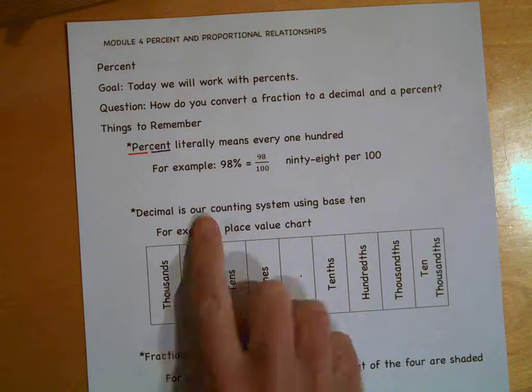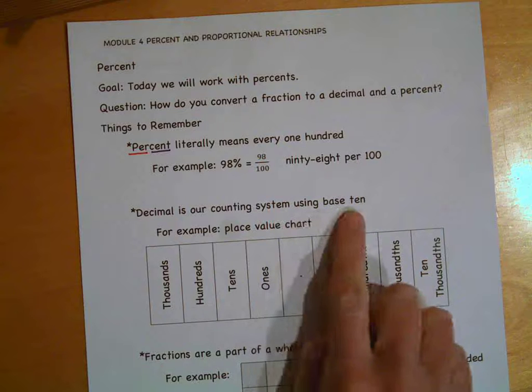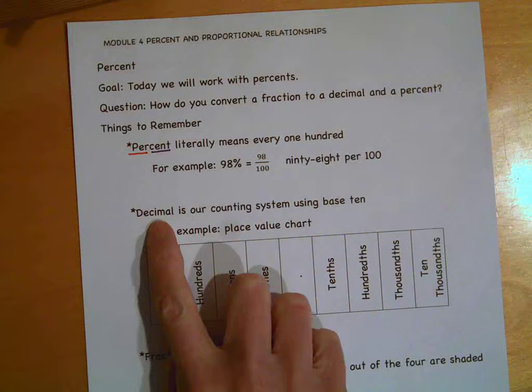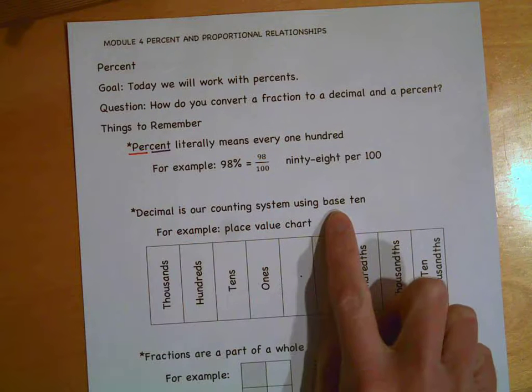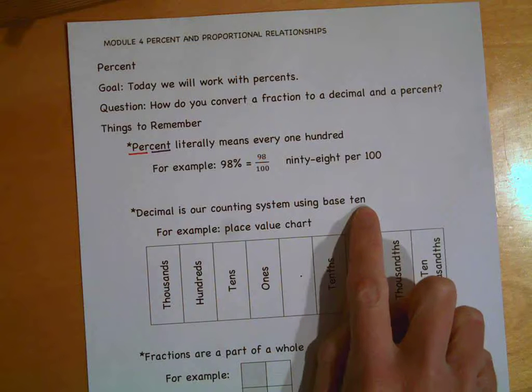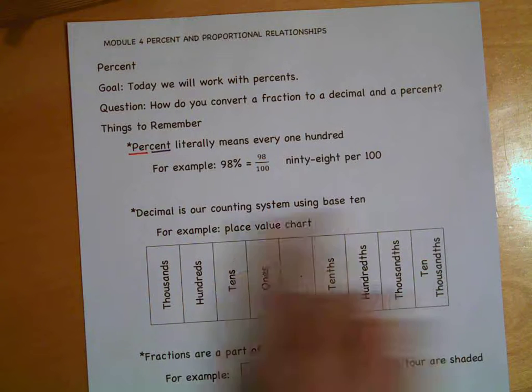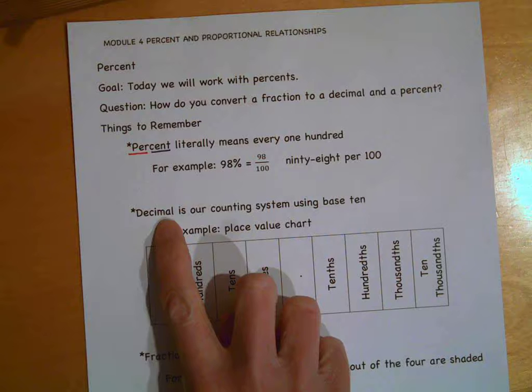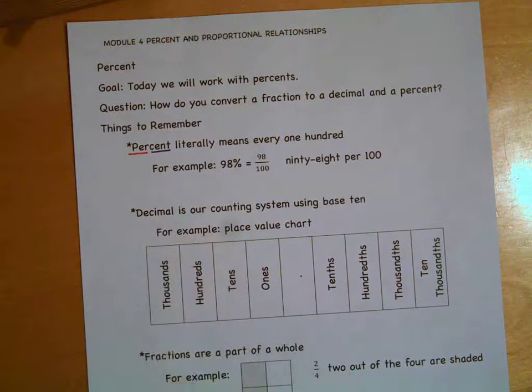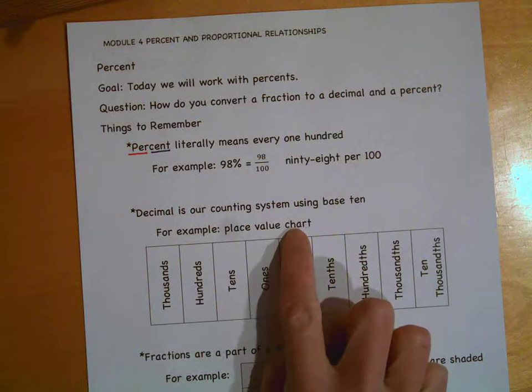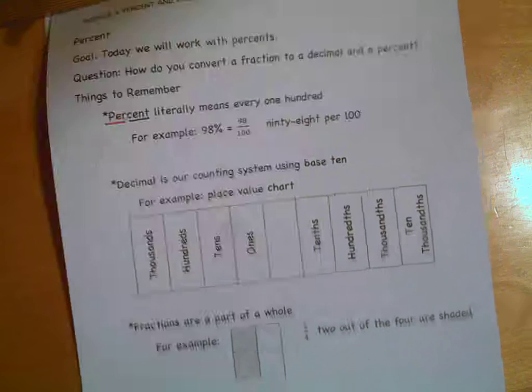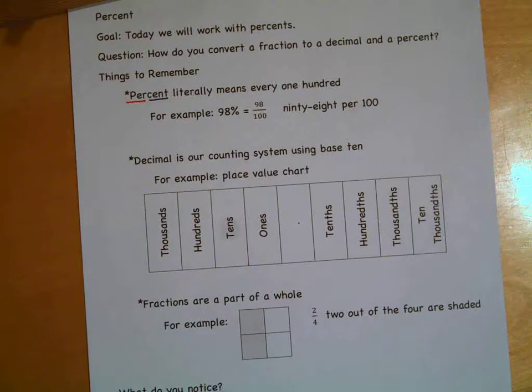A decimal is our counting system using base 10. So with decimals, because we live in America, we count by tens. And the tens are what determine where the decimal point sits. So something that can help us remember that is our place value chart. And you started learning about your place value chart clear back in kindergarten. So hopefully you can recognize this place value chart that I put on here.